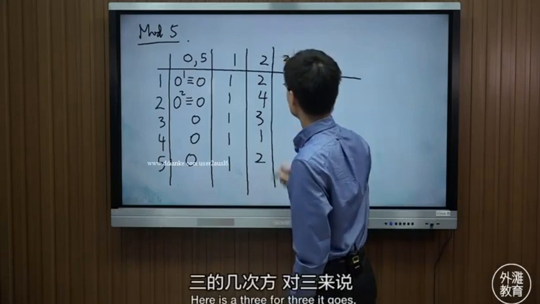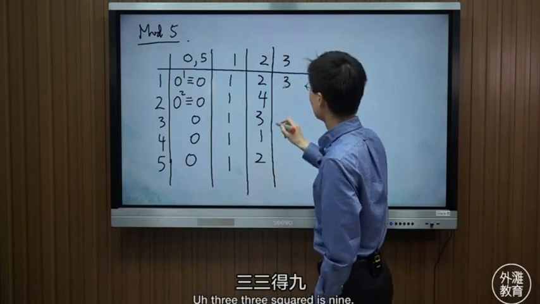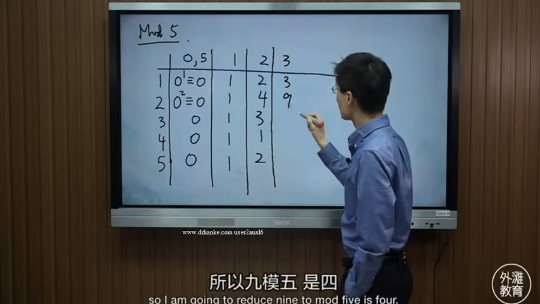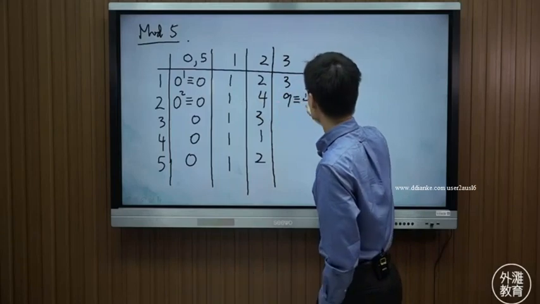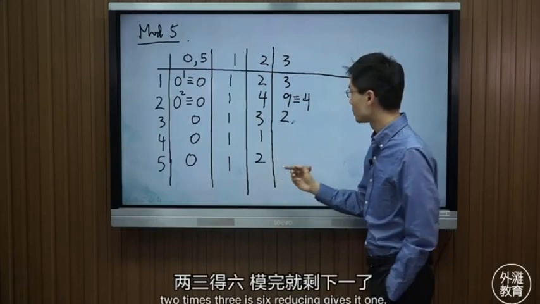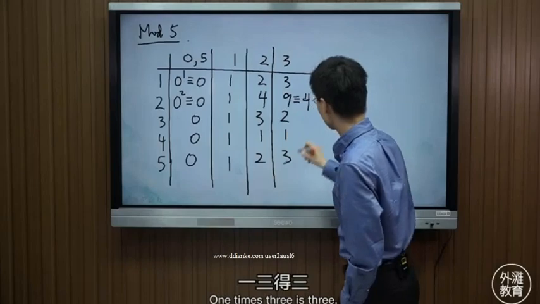Here is a 3. For 3, it goes 3. 3 squared is 9. But 9 I have to reduce. So I'm going to reduce 9 to mod 5 is 4. Now 4 times 3 is 12. Reduce gives me 2. 2 times 3 is 6. Reducing gives me 1. 1 times 3 is 3.